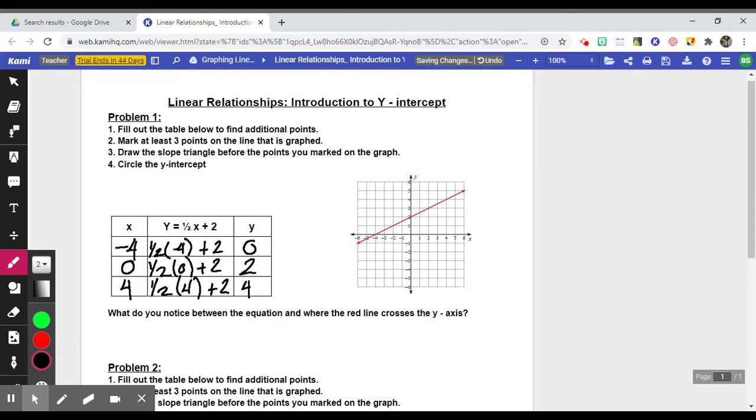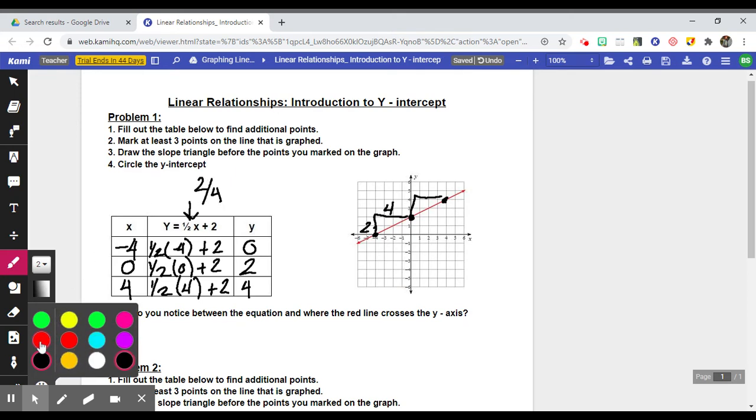Okay, so the next one is mark at least 3 points on the line that is graphed. So the points that we actually used were (-4, 0), (0, 2), and (4, 4). Next it says draw the slope triangle. So we're going to go up and over, and realize that our slope is up 2 over 4. Which does match my slope here, because 2 over 4 does reduce to 1/2.